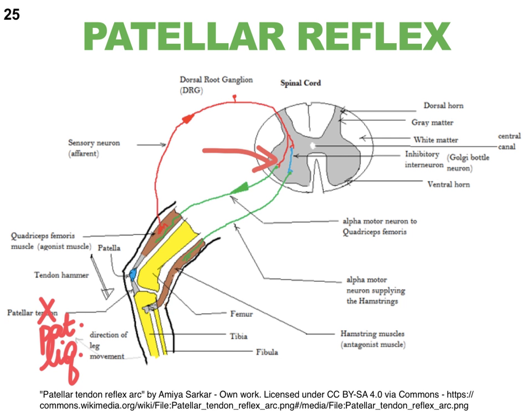So this somatic motor neuron is going to release acetylcholine onto the skeletal muscle, and consequently the skeletal muscle will contract, and therefore your leg will extend at the knee as follows. And that is the patellar reflex.